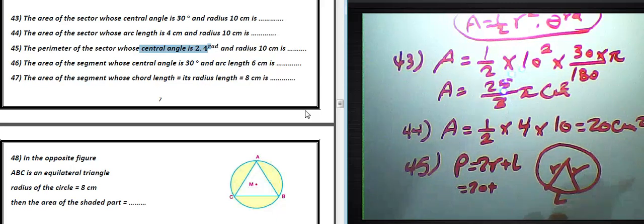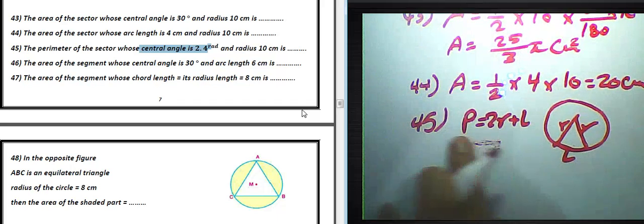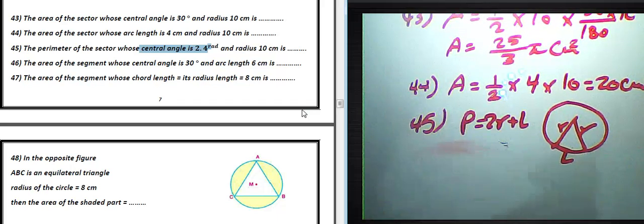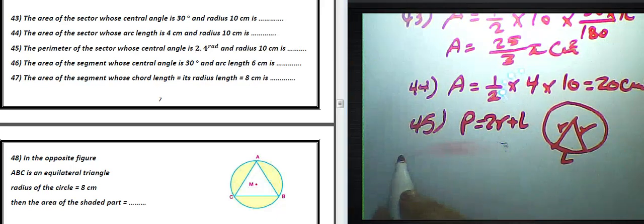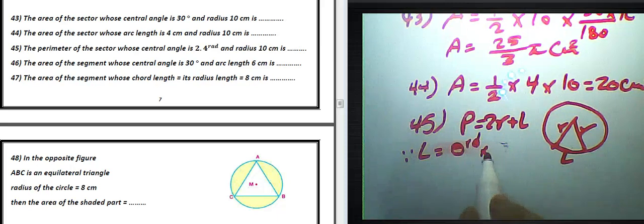But we don't have the length in the example, so we can find it. In question 45, he gives us the central angle, 2.4 radians, and the radius, 10 centimeters. We can find the length by using the rule. We know the length of the arc equals theta in radians multiplied by the radius r. You know this rule, or not?